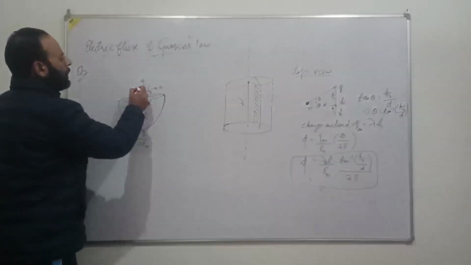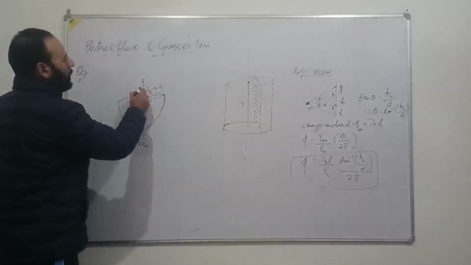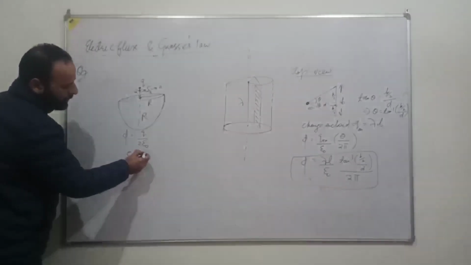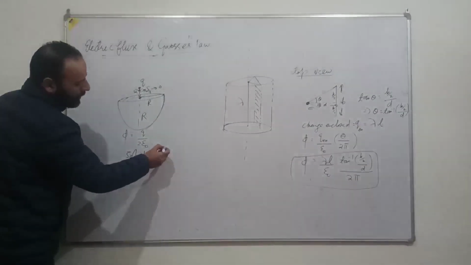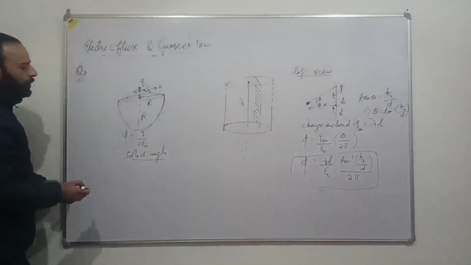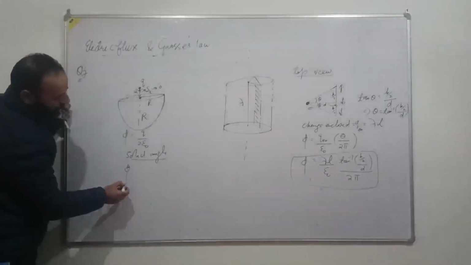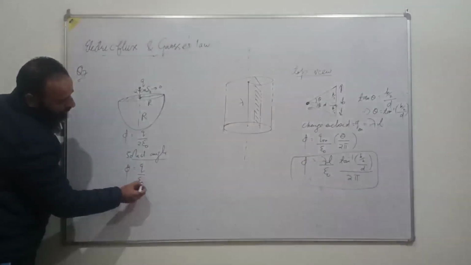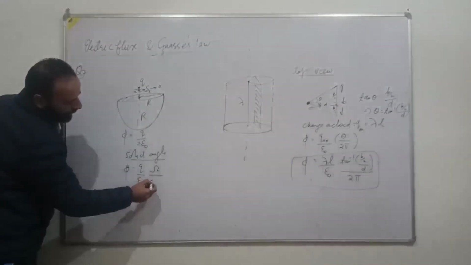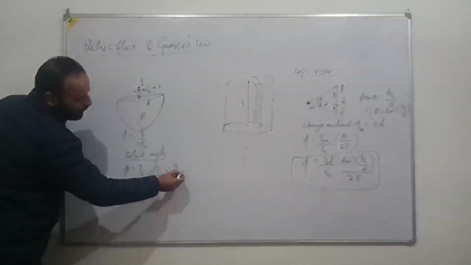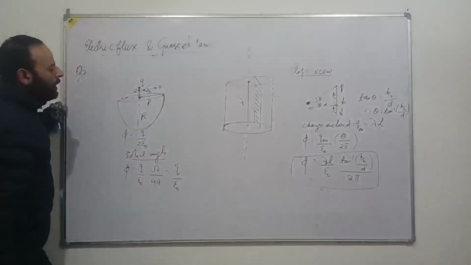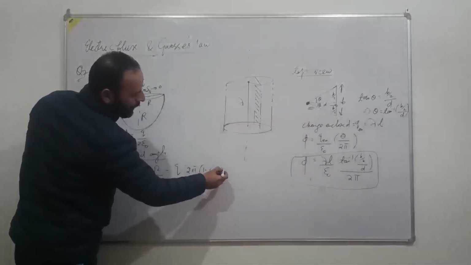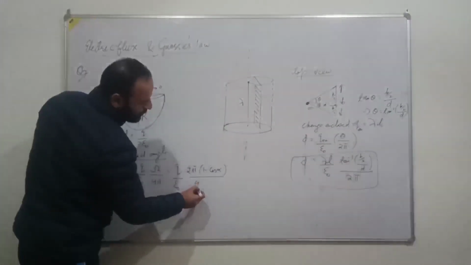If this is the angle alpha, the semi-vertex angle alpha, we can also do it with the help of solid angle. So phi is equal to Q divided by epsilon naught times omega divided by 4 pi. Omega is 2 pi into 1 minus cos alpha.